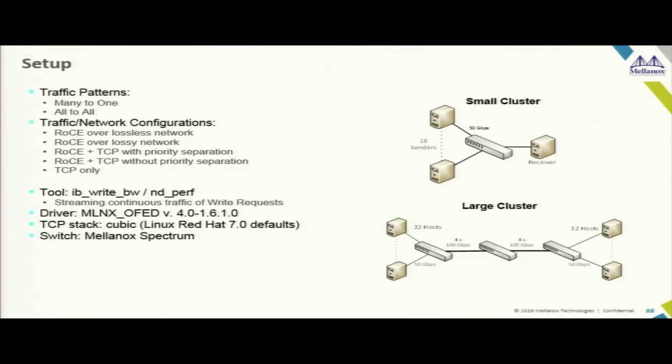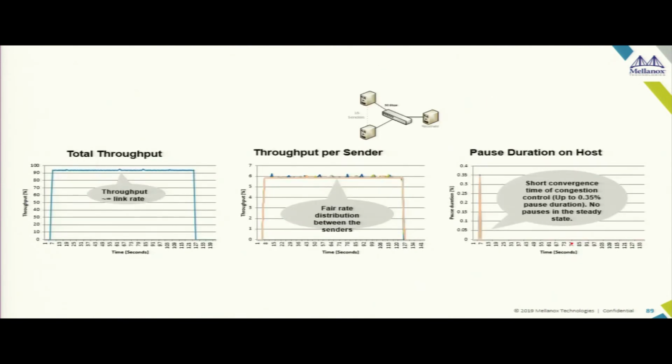So all these mechanisms help in creating a lossless network. So you have a big AI ML platform with a lossless fabric. Just to give you some example, just look at a test setup. A small cluster is nothing but everything connected to one switch, and a large cluster is one with multiple switches in between, and then you run throughput per sender.